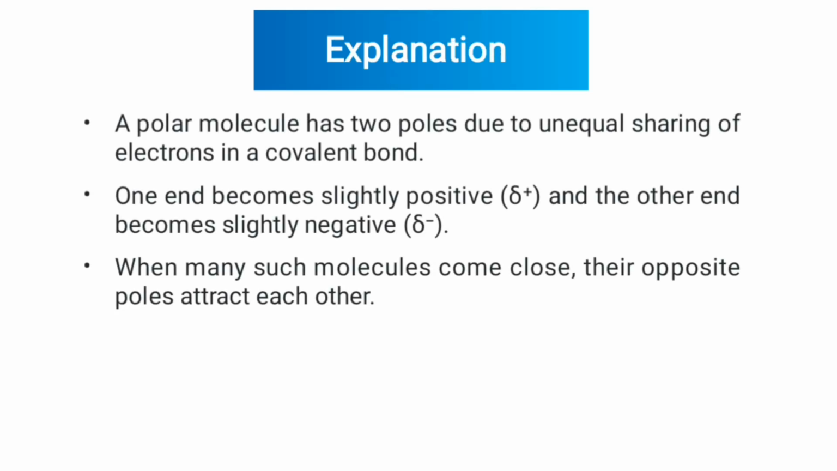So, explanation of dipole-dipole interaction. My dear student, a polar molecule has two poles due to unequal sharing of electrons in a covalent bond. One end becomes slightly positive and the other end becomes slightly negative. When many such molecules come close, the opposite poles attract each other.